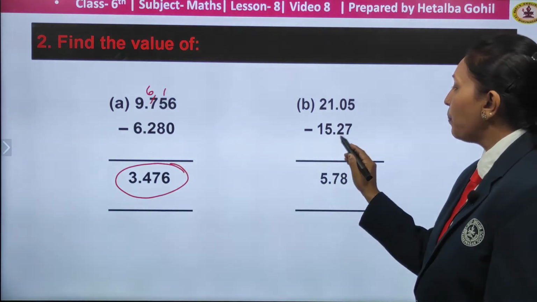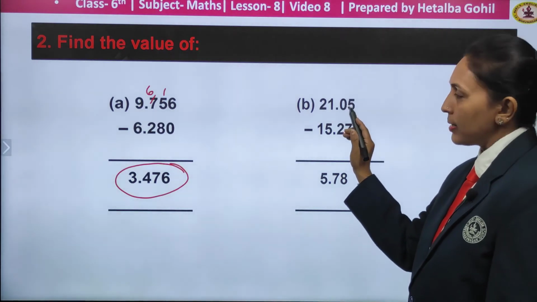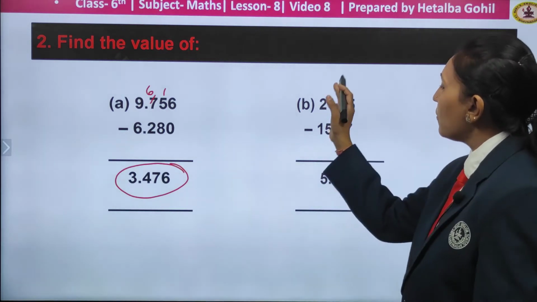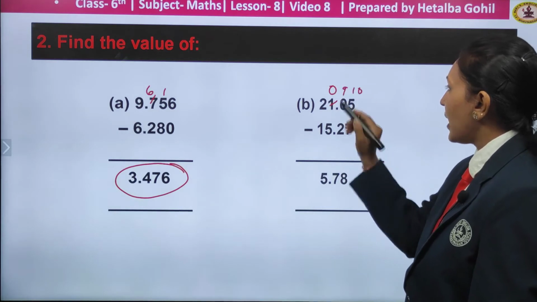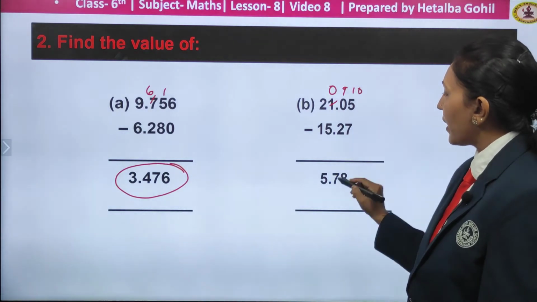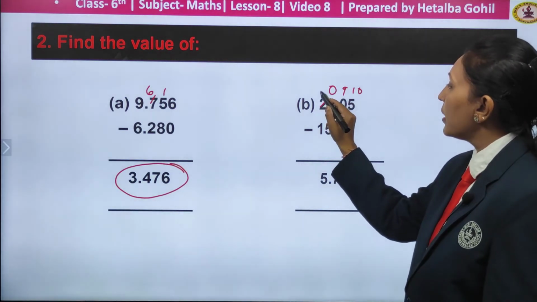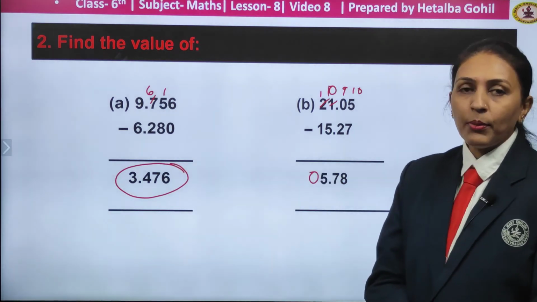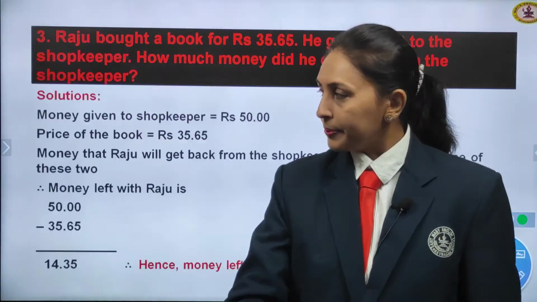Next, 21.05 minus 15.27. I cannot subtract 7 from 5, so I have to borrow from the next number. But as my next number is 0, I cannot get anything from that, so I will move to the ones place where I have 1. So taking 0 here, 9 and 10 over here. So here 15 minus 7 I get 8, 9 minus 2 I get 7. Again from 0 I cannot subtract 5, I will borrow from 2 here. So 10 minus 5 I will get 5, and 1 minus 1, 0. So finally I am going to get 5.78 as my answer over here.